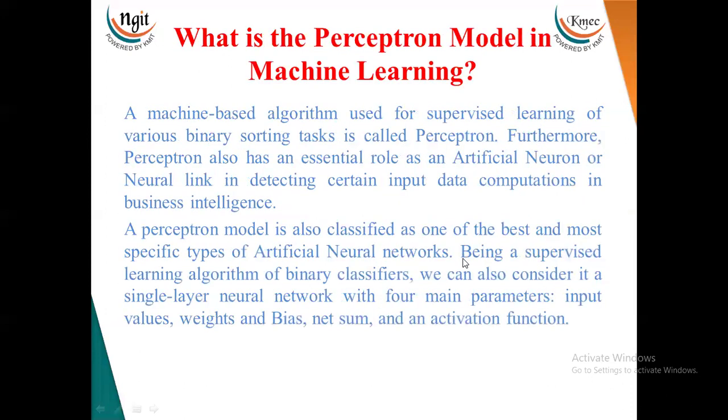Now, what is the perceptron model we are using in machine learning? As I said, we can use it for the classification problem. It is also used for detecting certain inputs and computation for business intelligence. And this is one of the best and most important models in ANN. And it will have the 4 main parameters: input, weights, bias, and activation function. So we will use this particular algorithm for learning purposes because it is a supervised model.